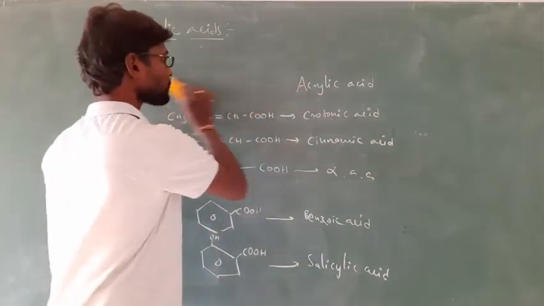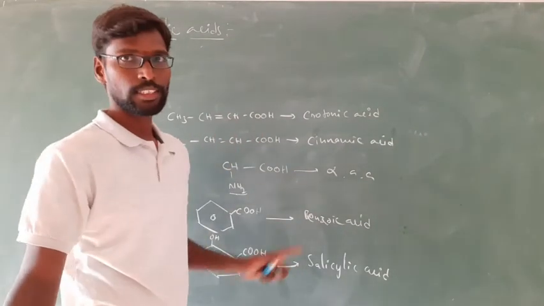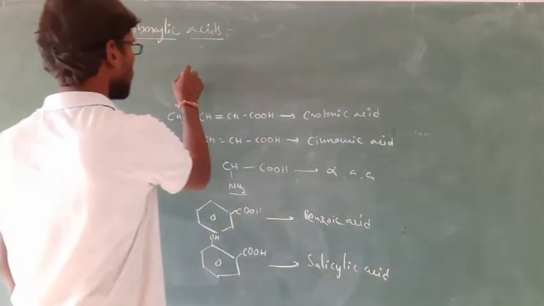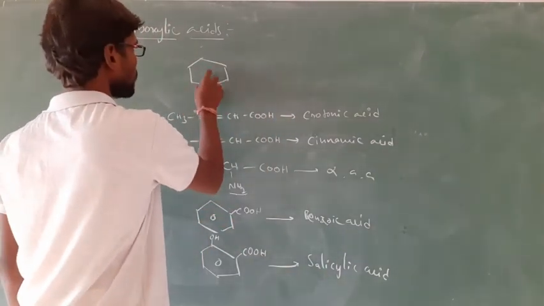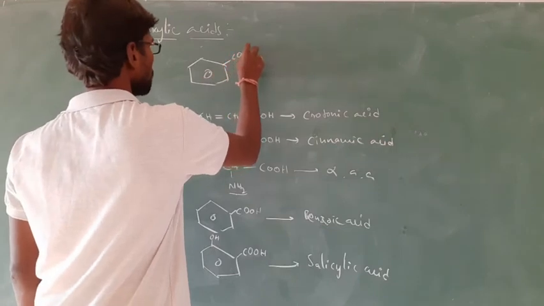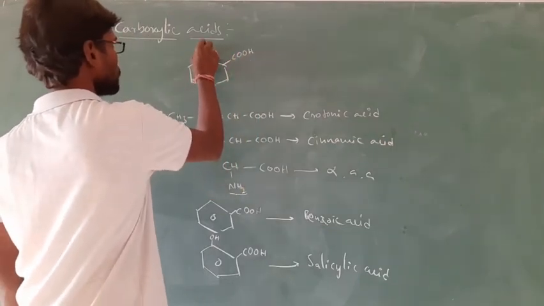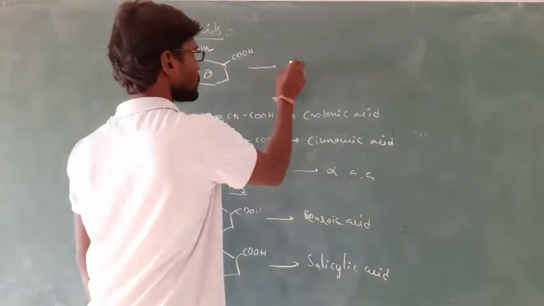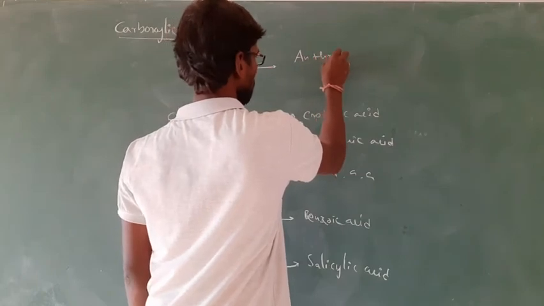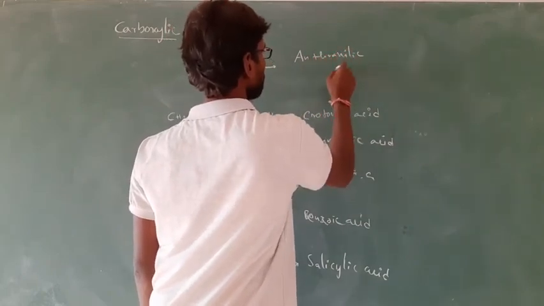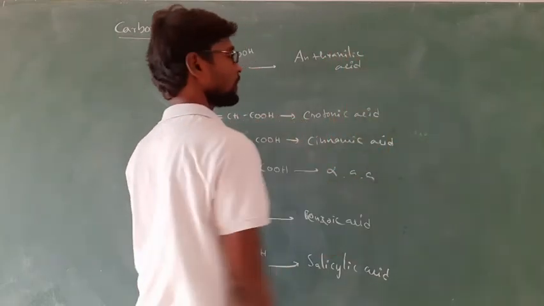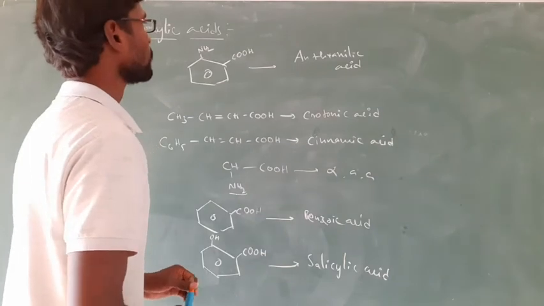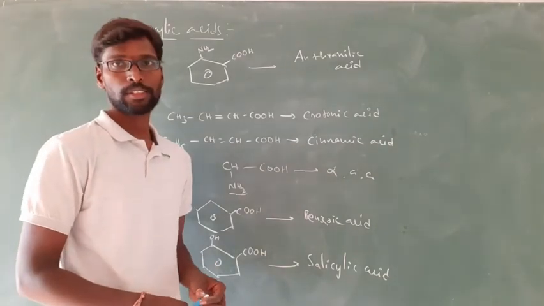Again, I am writing here. Propionic acid, right? Cinnamic acid, benzoic acid, salicylic acid, right? Next, anthranilic acid, right? Here COOH is there, here NH2 is there, and the other portions, COOH group and NH2 group, are there. This is called anthranilic acid. Right, so like this we have names of carboxylic acids.